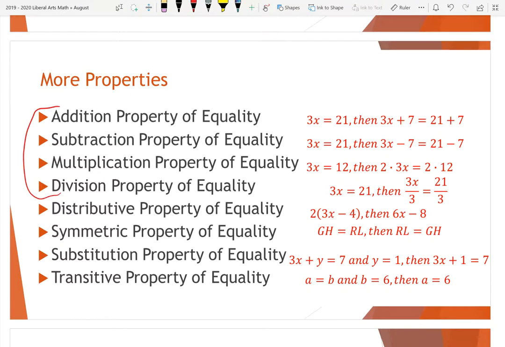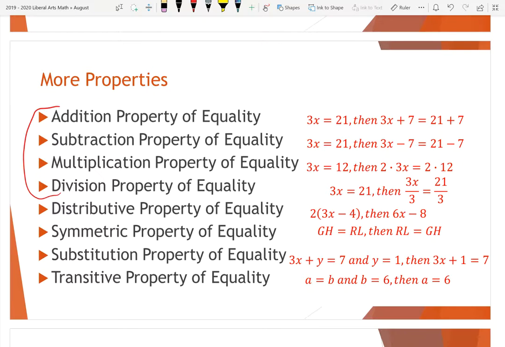The symmetric property of equality means that the left side and the right side could flip and it would still be the same thing. So if GH was equal to RL, then RL would still be equal to GH. That you can kind of reverse the order and it would still be a true equation.